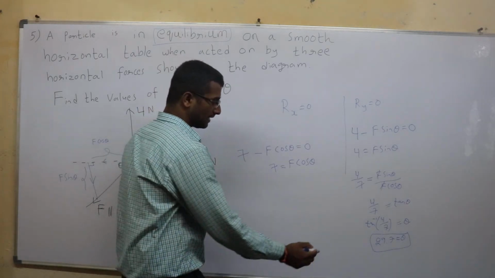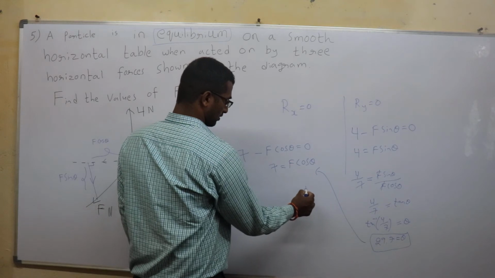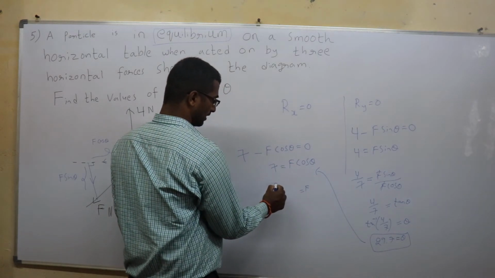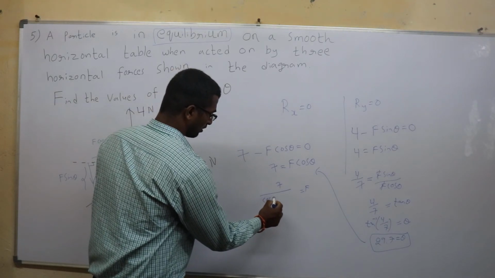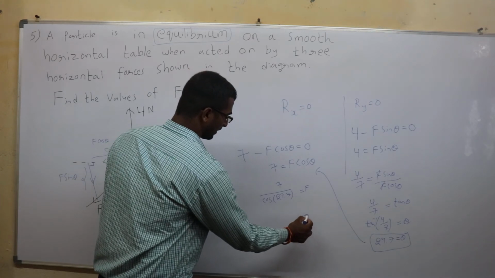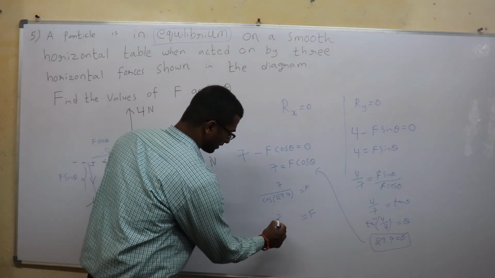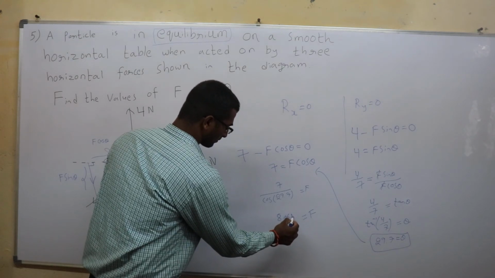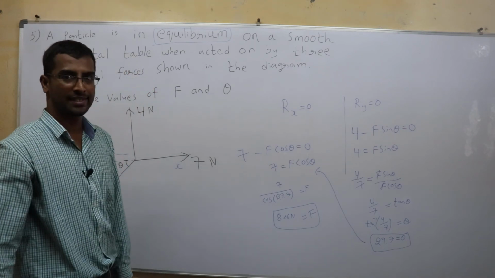Clear? Now place this theta value here to get F. So F equal to, send cos theta to this side, so 7 by cos of 29.7. That will give you the value for F, which is 8.06 newtons. Am I clear with this one?